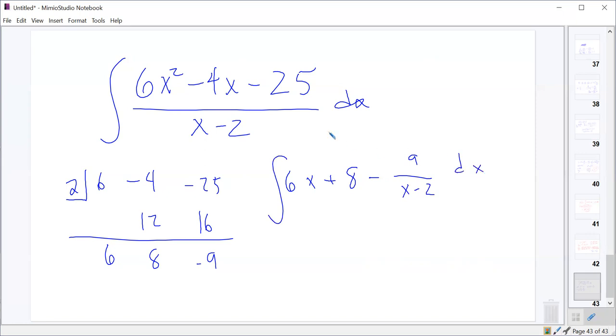And then we just integrate. So 6x should become 3x squared. And then the 8 just becomes an 8x. And then this just becomes minus 9 natural log absolute value x minus 2 plus your constant. Pretty straightforward, hopefully.